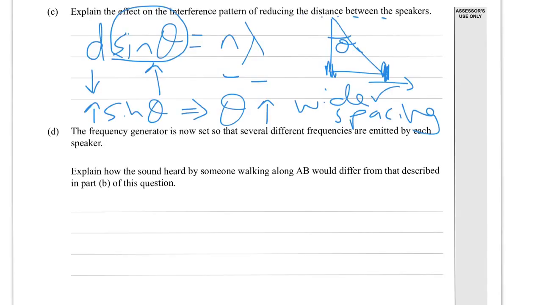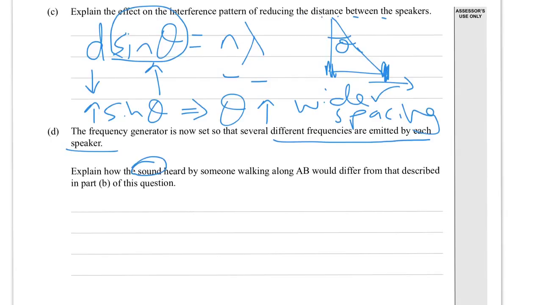Okay, D, which is actually the last question, I believe. The frequency generator is now set so that several different frequencies are emitted by each speaker. So it's not just a single frequency. In the light equivalent, it's not monochromatic light. It would be like white light or a mixture. So explain how the sound heard by someone, remember it's sound though it's not light, walking along AB would differ from that described in part B.